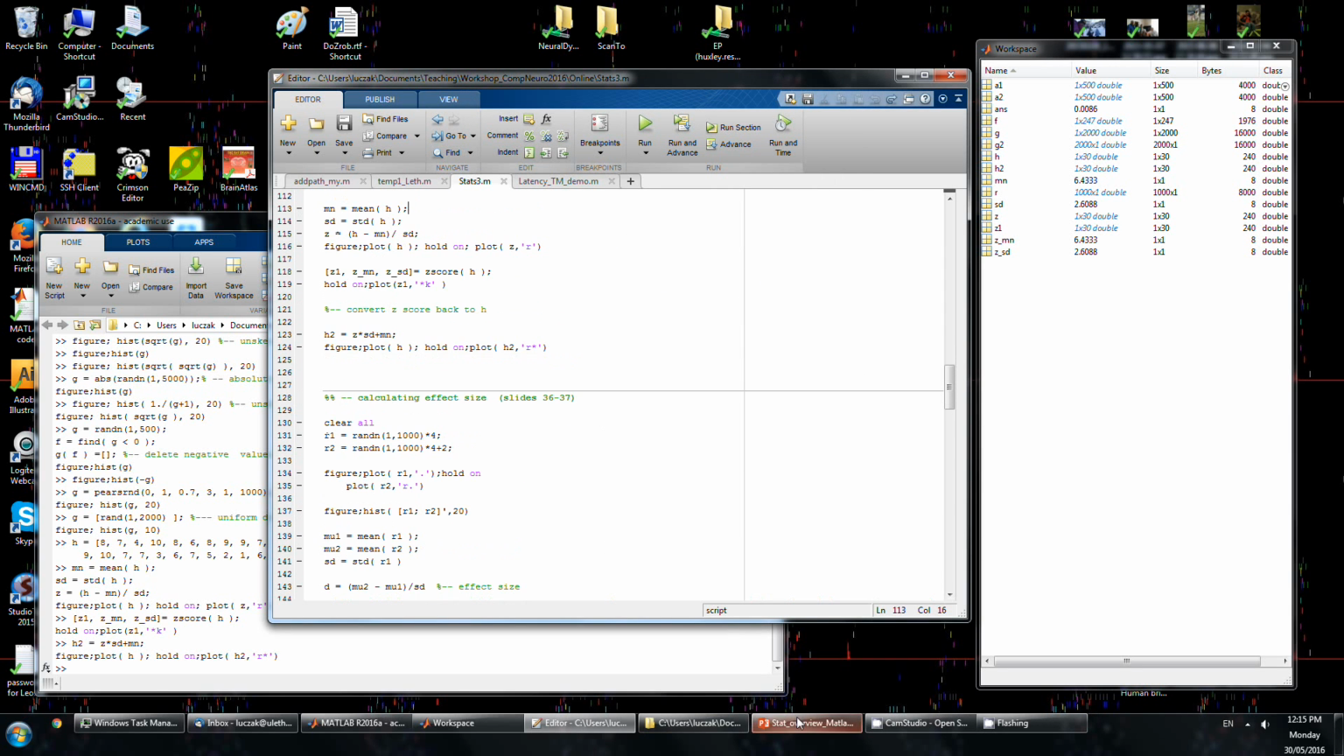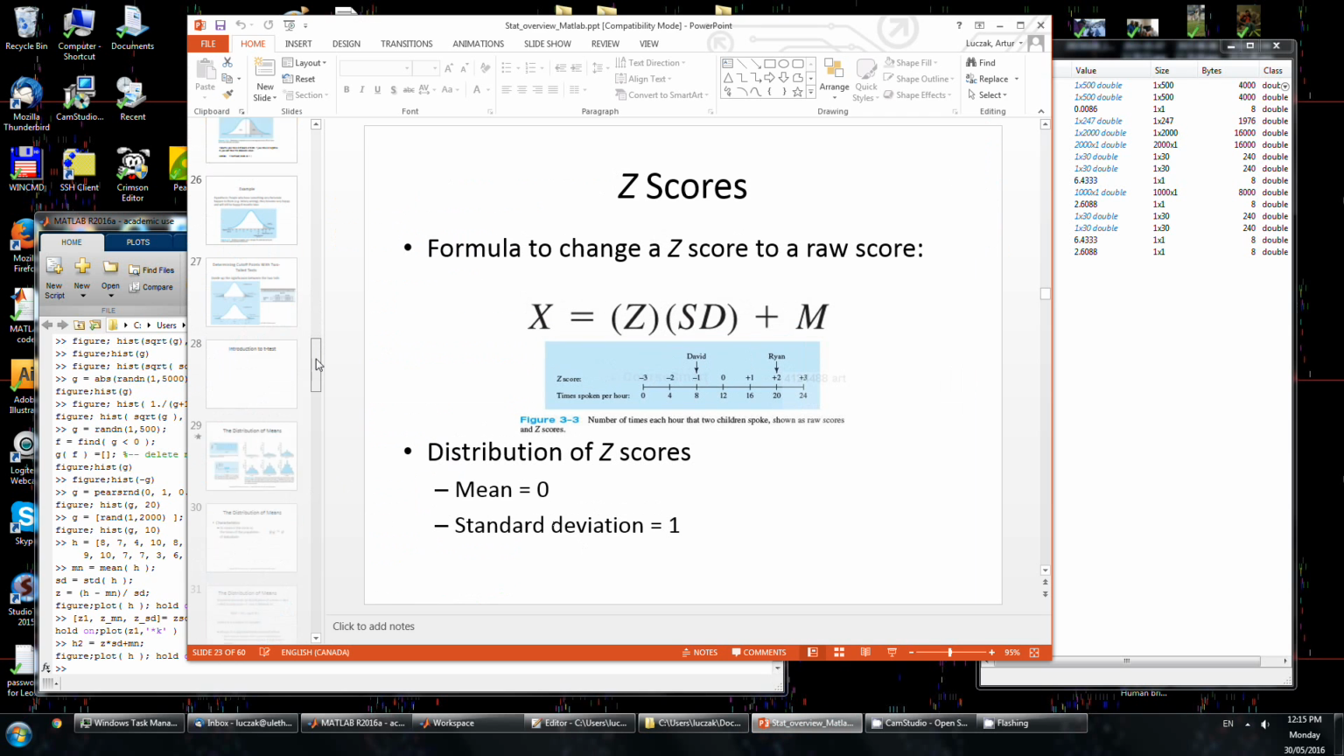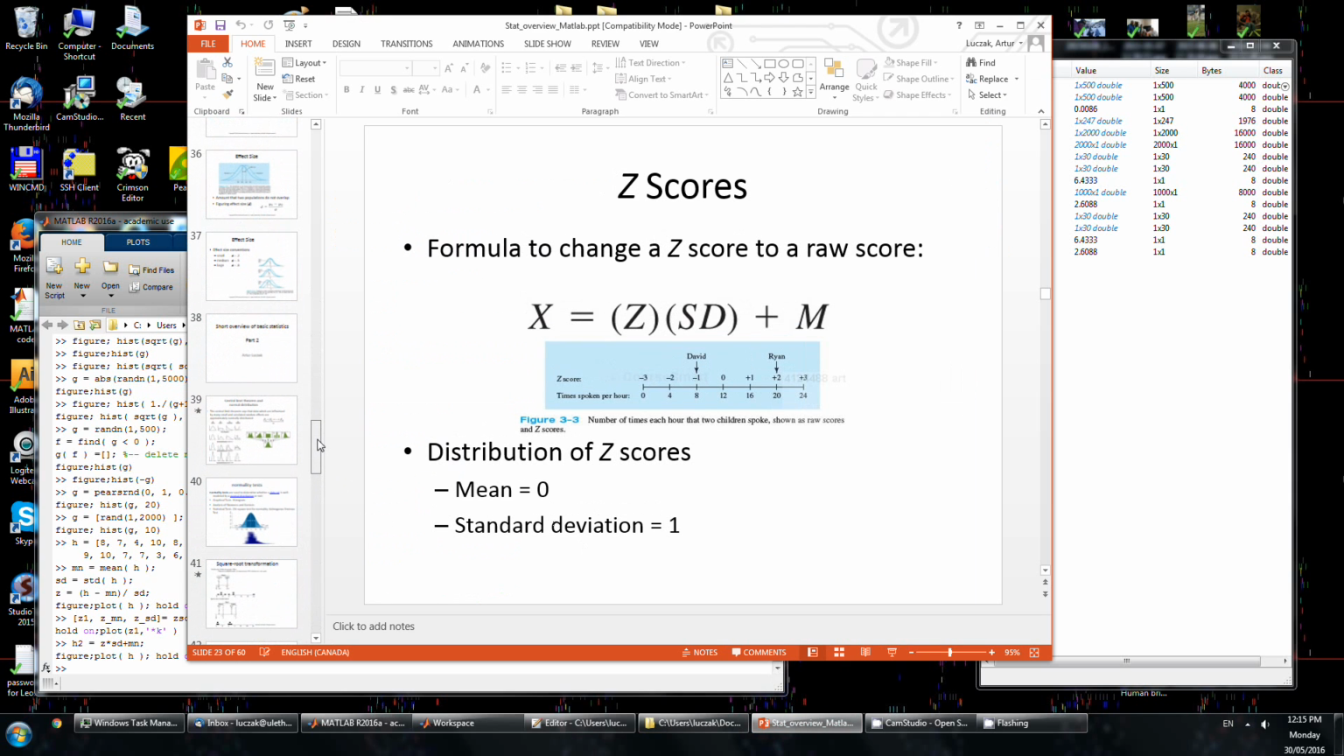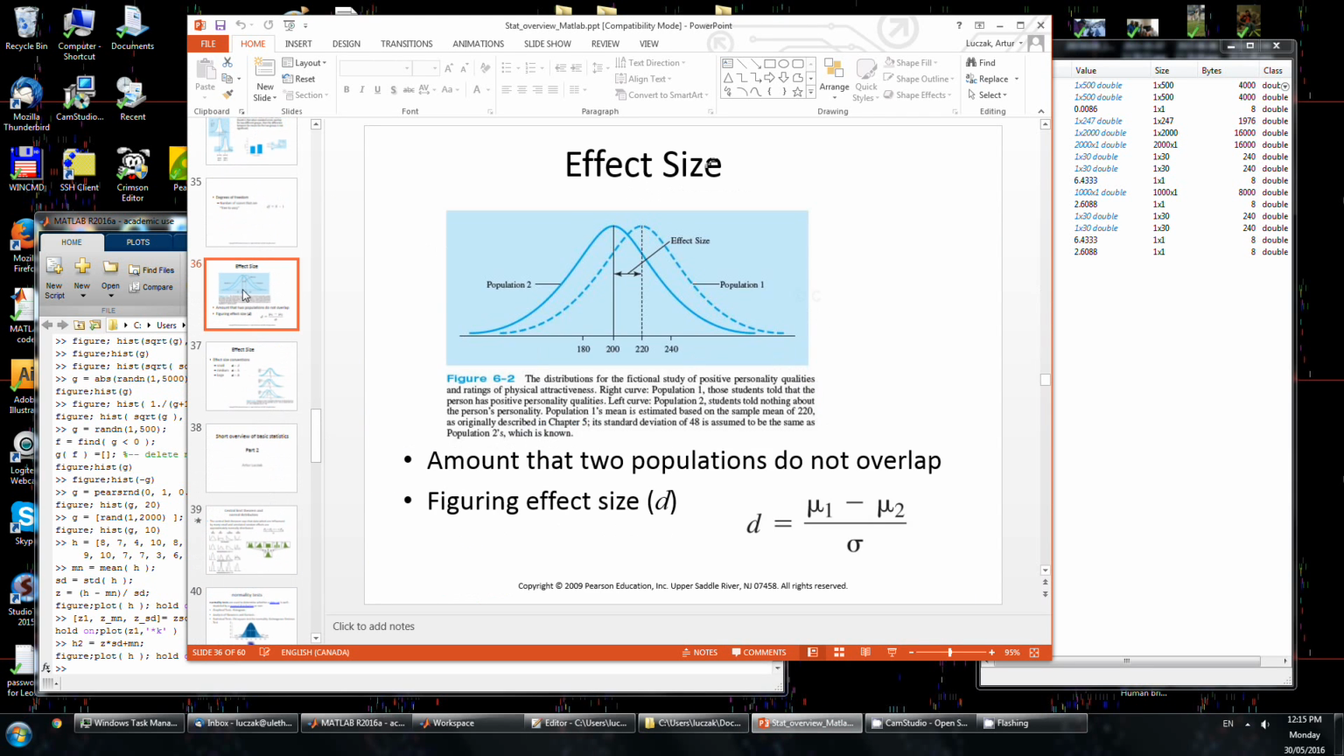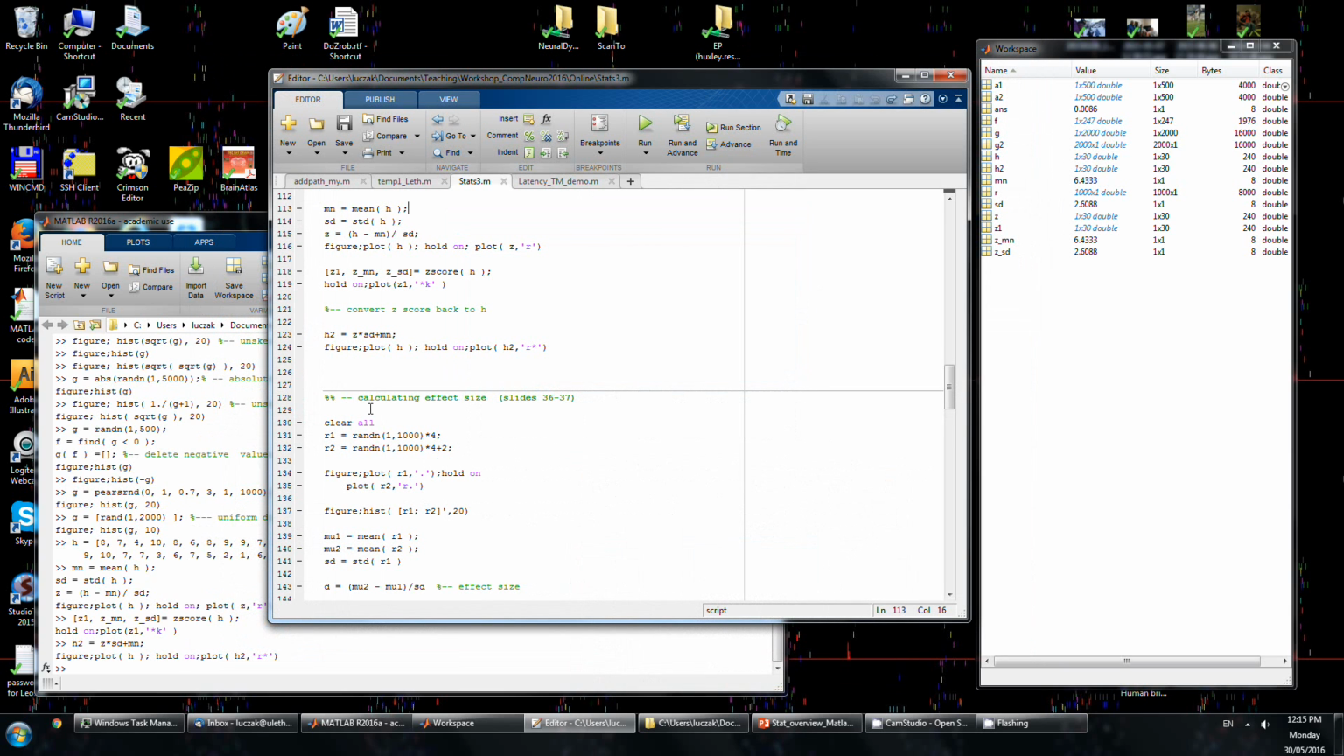We also spoke about effect size in the last lectures. Just to remind you, this effect size was here in slide 36. If you have two populations with the same standard deviation and you would like to get some intuitive measure of how different those populations are, then you can just look at the difference of means divided by standard deviation. So we can easily do it in MATLAB.